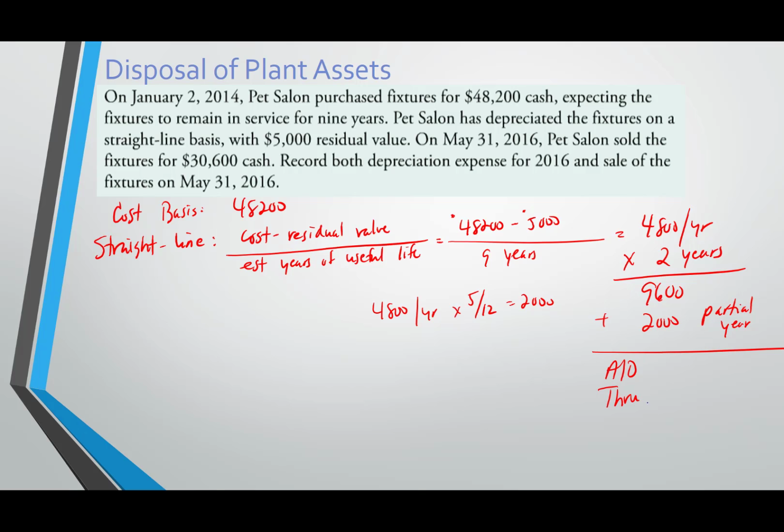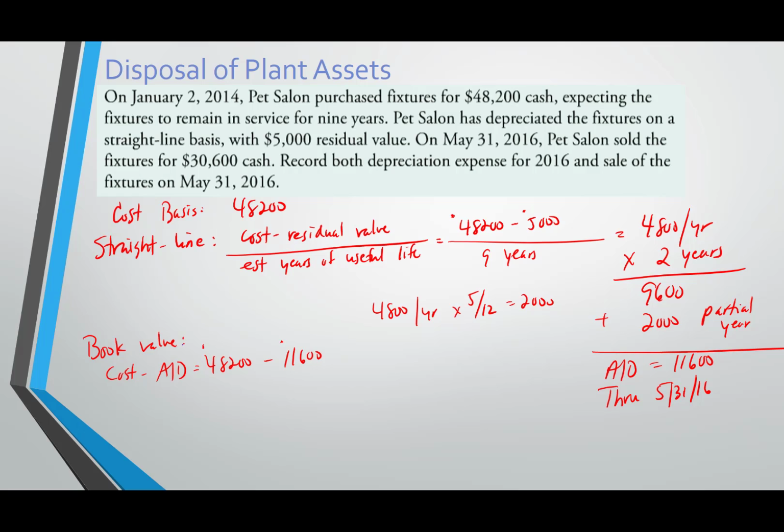All right, now we can calculate our book value and then our gain or our loss. So let's see how we do this. We have our book value is our cost minus accumulated depreciation. And we have $48,200 minus our $11,600 that we just calculated. So our book value comes out to be $36,600.